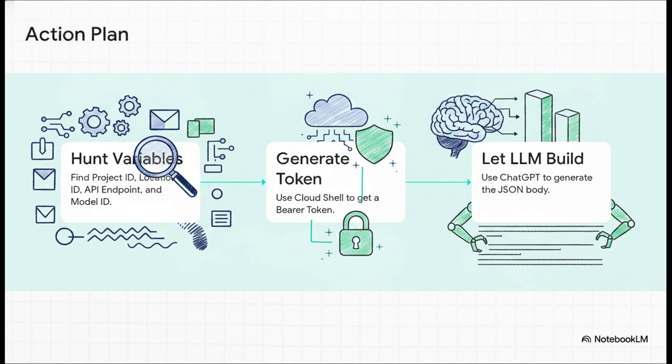We're going to rebuild this content engine manually in 3 really fast, actionable steps. First, we hunt the variables. Second, we generate a security token. And third, we just let an LLM do the heavy lifting.